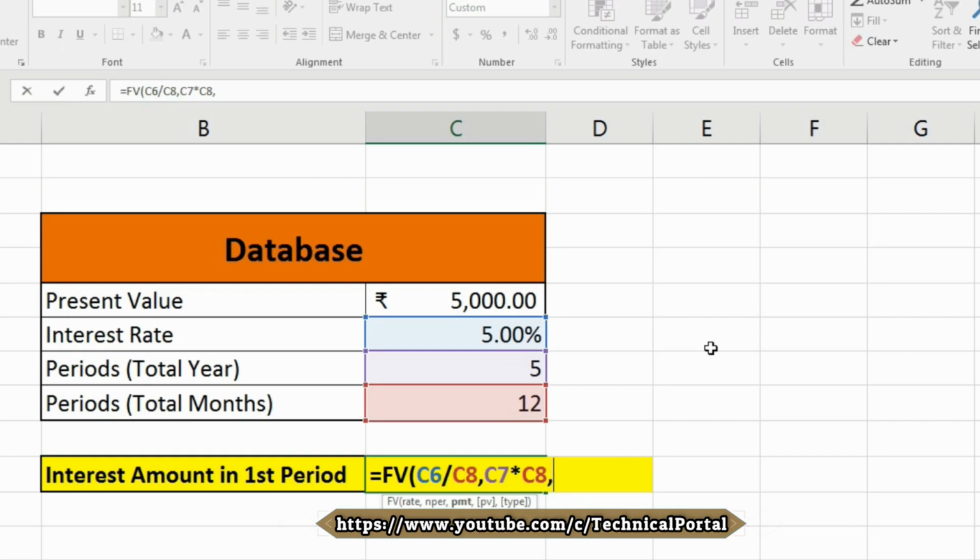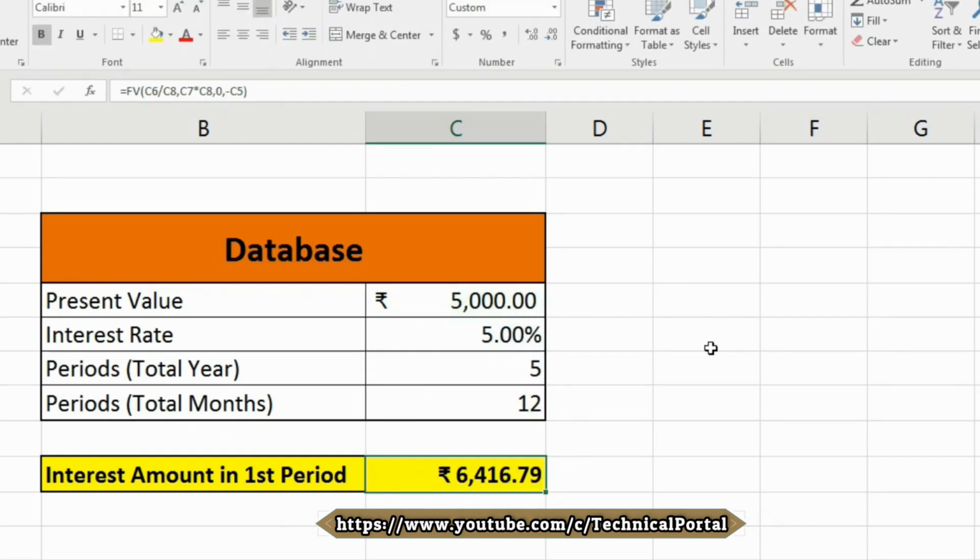Now here, as we have no payment made here, we are using 0 as payment, comma, now it is asking for PV. PV means present value, and here we need to insert a hyphen, or you can say a minus symbol, then use the present value. So close the parentheses and hit the enter button. Look at here, you will get the compound interest automatically calculated by this function.